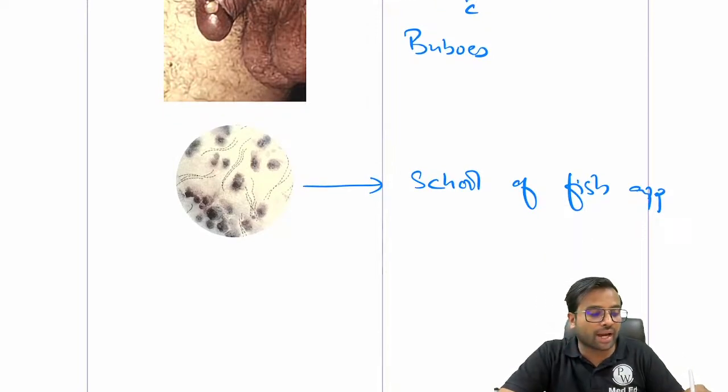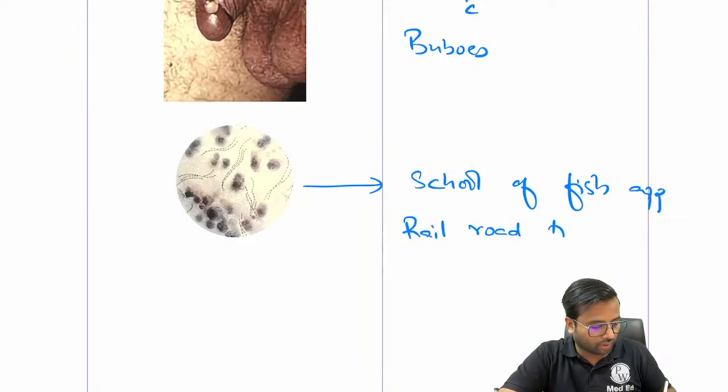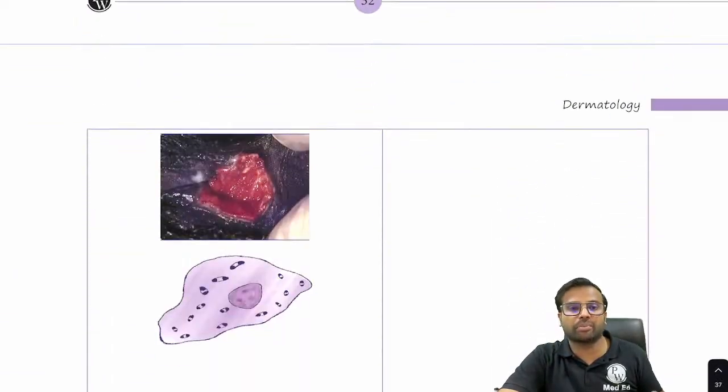So Dr. Rishabh is adding that it is also called as railroad track appearance. Very good. Railroad track appearance can be seen.